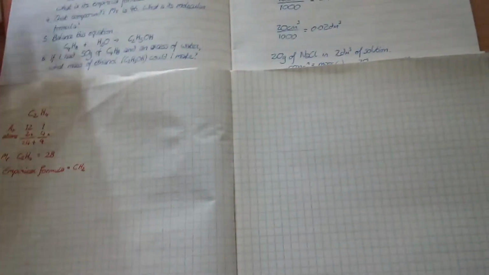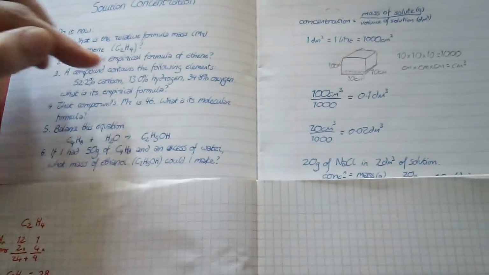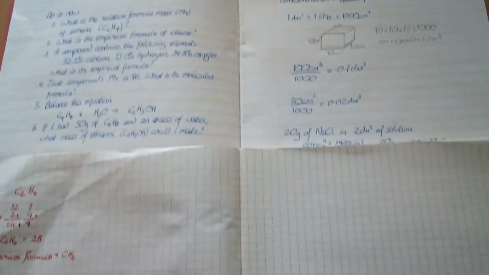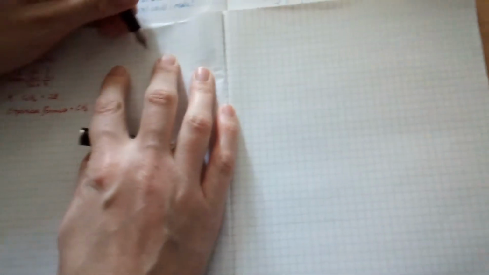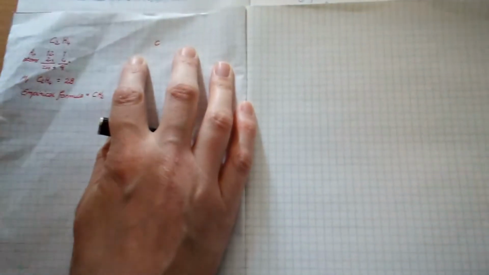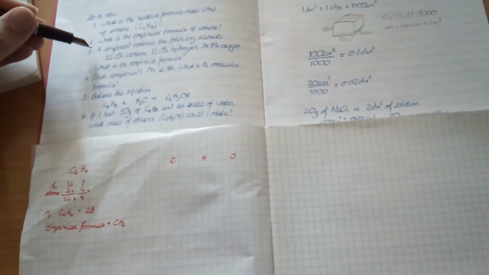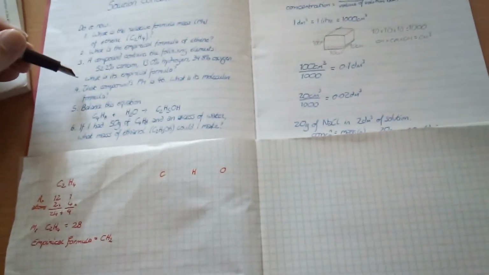So, a compound contains the following elements: 52.2% carbon, 13% hydrogen, 34.8% oxygen. What's the empirical formula? Let's find out. So the first thing we do is say, which elements do we have? We have carbon, we have hydrogen, and we have oxygen. Now, we want to get as many marks as possible. So if I see a question like this and get really scared, my first thing is going to be, where can I get a mark?